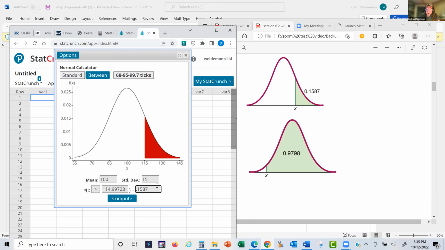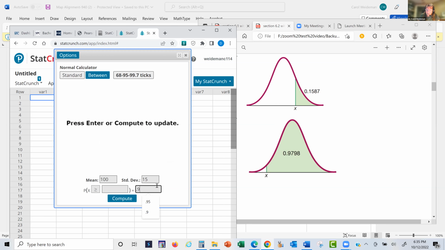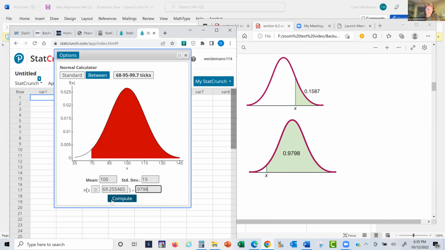So I'm going to change this here to 0.9798. And that would be about 69.2. That's really low IQ score down there. And notice here, that's like 3 standard deviations below the mean. No, 2, I'm sorry, 2 standard deviations. Yeah, we could calculate that.